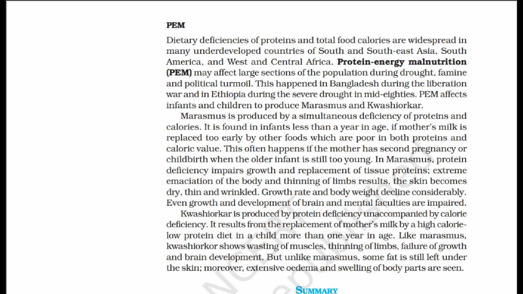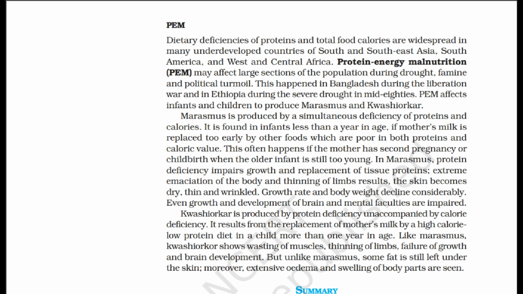Marasmus is produced by a simultaneous deficiency of proteins and calories. It is found in infants less than a year in age, if mother's milk is replaced too early by other foods which are poor in both proteins and caloric value. This often happens if the mother has a second pregnancy or childbirth when the older infant is still too young.